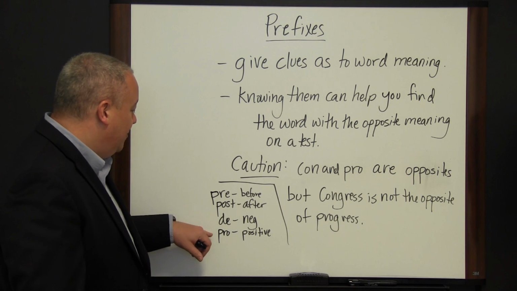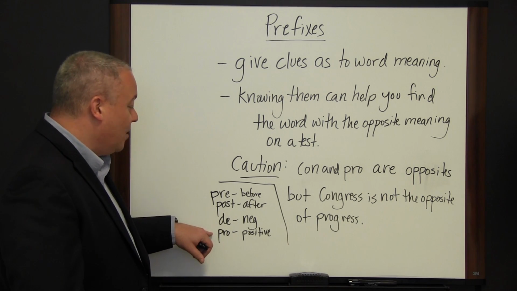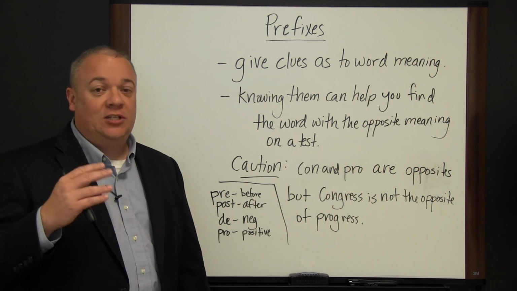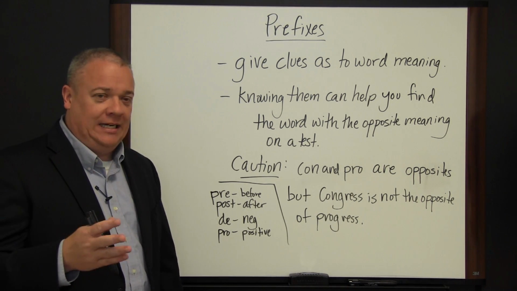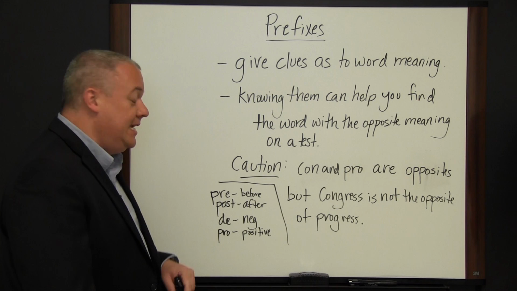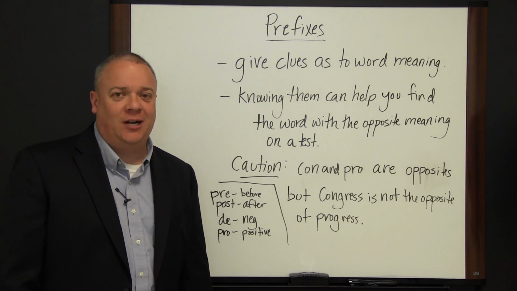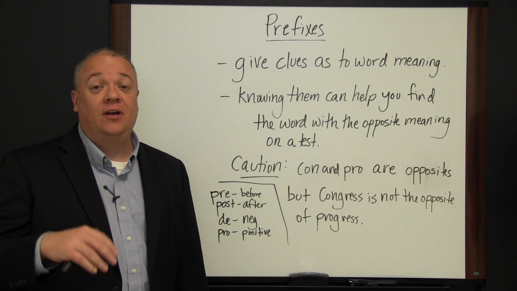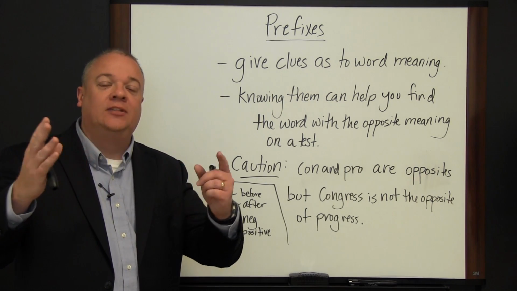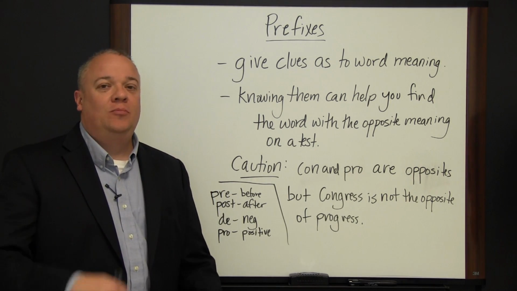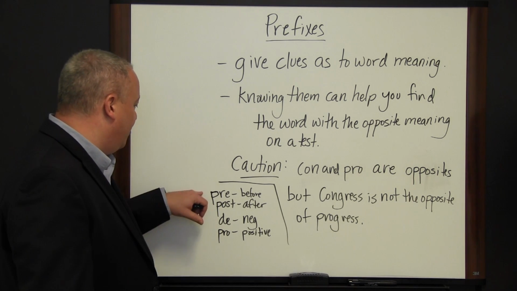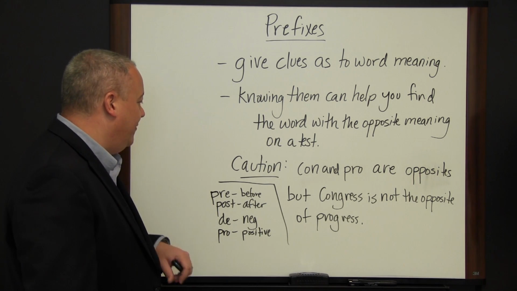Another thing would be pro and de. So pro means for, as in pro-life. Someone who is pro-life is for life. De is the negation, so deconstruction. To deconstruct is the opposite of, or the negation of construction. Construction to build up, deconstruct to destroy. So pro meaning for, de is usually a negation, pre before, post after.